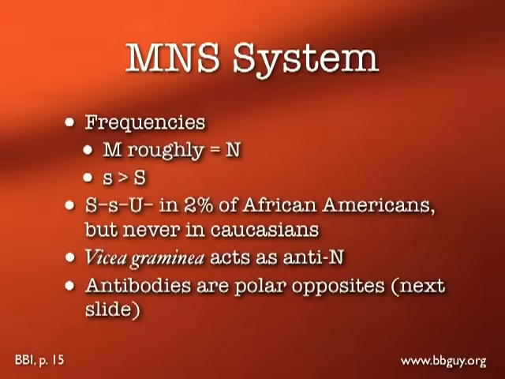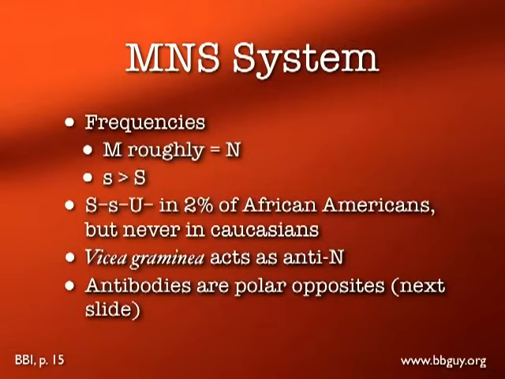In the MNS system, the amount of M antigen roughly is equivalent to the amount of N antigen, or the number of people that are M positive is equivalent to those that are N positive, I should say. Little s is more frequent than big S, and very important, only about 2% of African Americans completely lack big S, little s, and U. That's never seen in Caucasians.